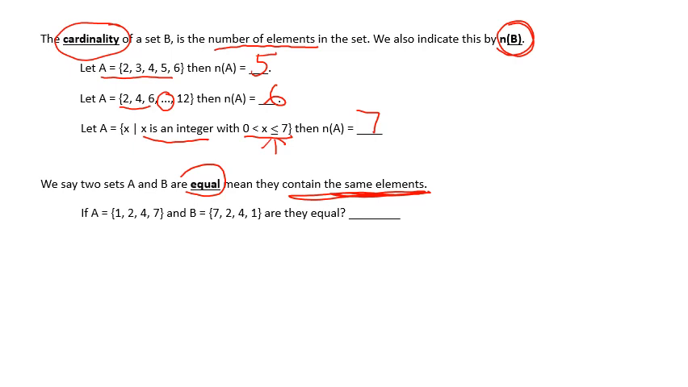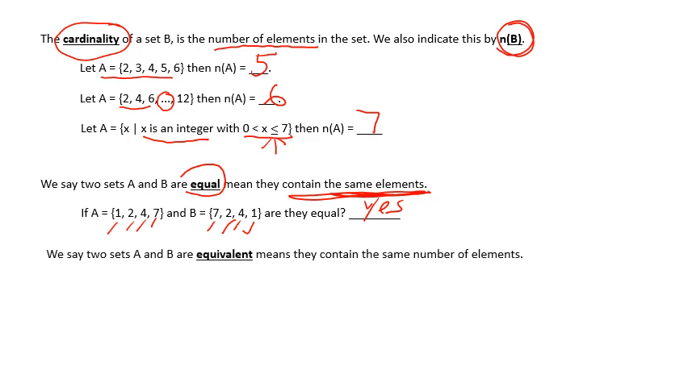So here's an example. Can you answer the question? Are these two sets equal? Then let's see. Both sets contain a 1. They both contain a 2. They both contain a 4. And they both contain a 7. So they do contain the same elements. So yes, they are equal.